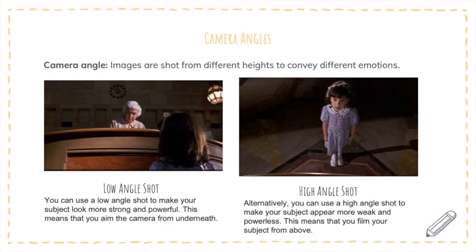Alternatively, we have a high angle shot, which you can use to make your subject appear more weak and powerless. This means that you film your subject from above. So we're looking at a young girl here. It is a high angle shot, making the subject, this little girl, appear more weak.